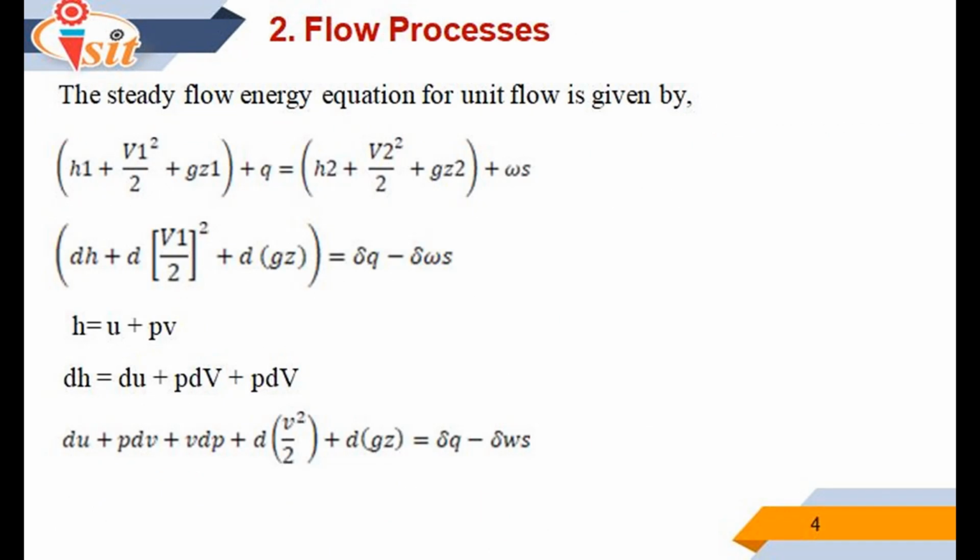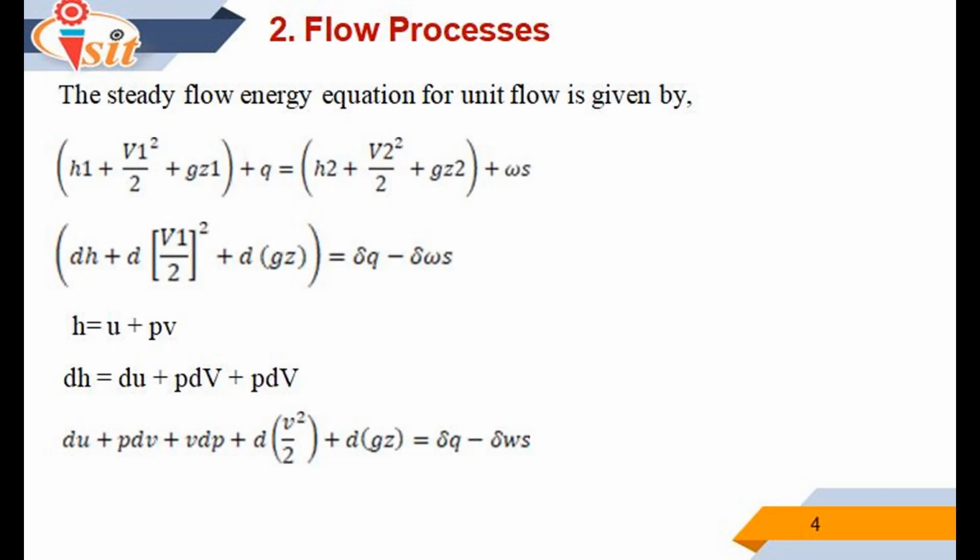The steady flow energy equation for unit flow is given by H1 + V1²/2 + gZ1 + Q = H2 + V2²/2 + gZ2 + Ws. It can also be written in the form of dH + d(V²/2) + d(gZ) = δQ - δWs.